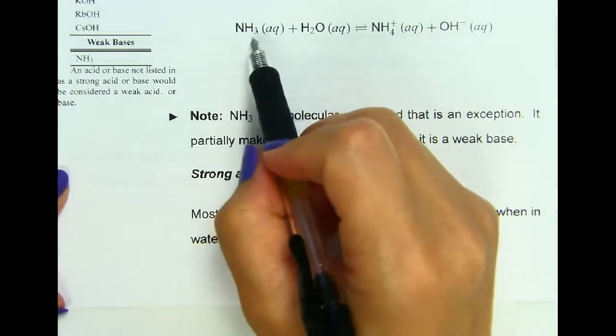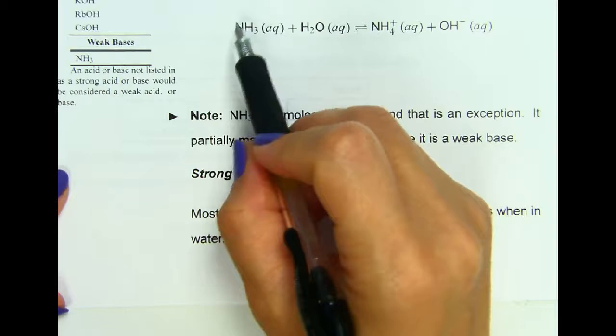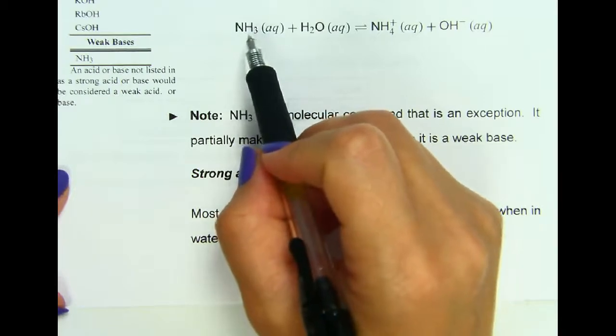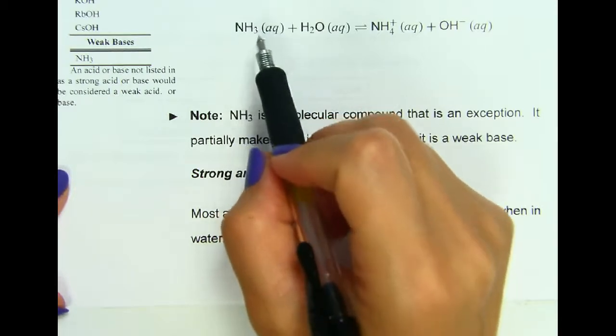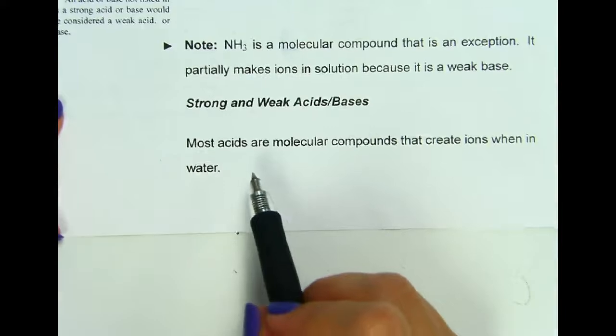So we would see NH3 and believe that it is a molecular compound and therefore a non-electrolyte, but it's actually a weak electrolyte because it's a weak base. Strong and weak acids and bases.